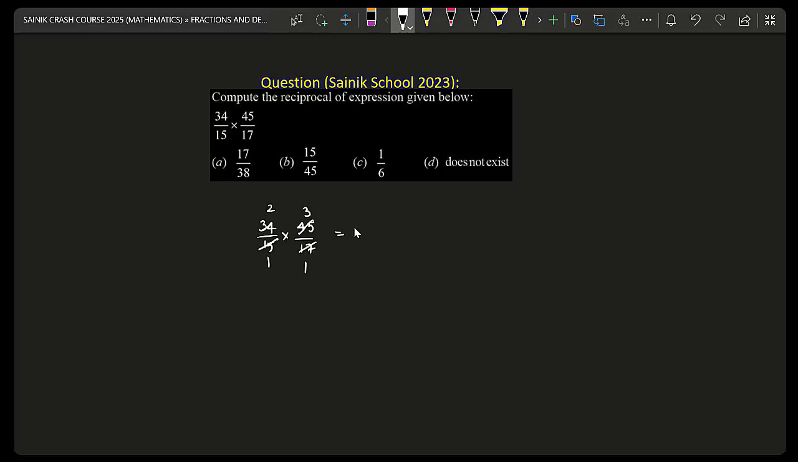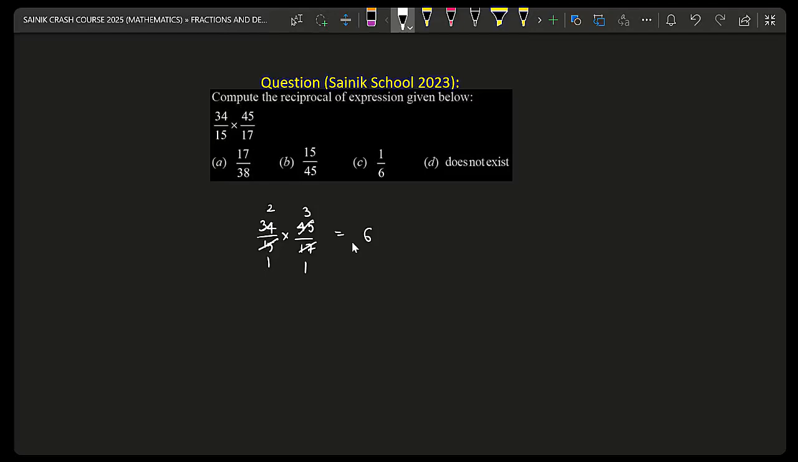What is the answer, Bhuwana? Sir, two threes are six. But six is not there in the options. Yes, sir. Is it correct or wrong? Sir, don't get confused. You are not reading the question properly. What are they asking? Compute the reciprocal of the expression given below. Sir, it will be 1 by 6.